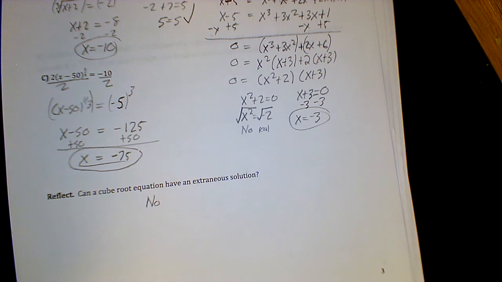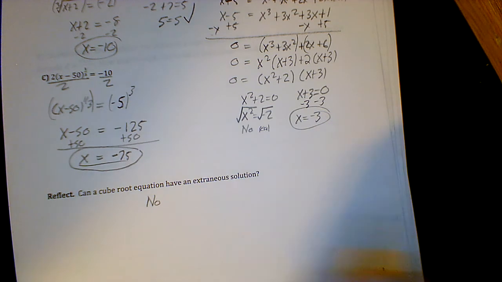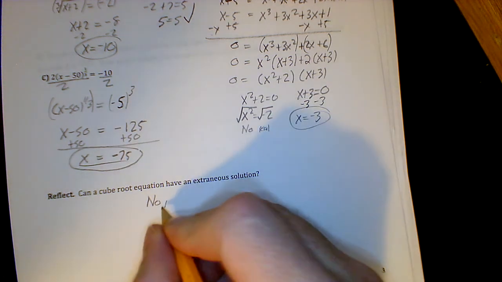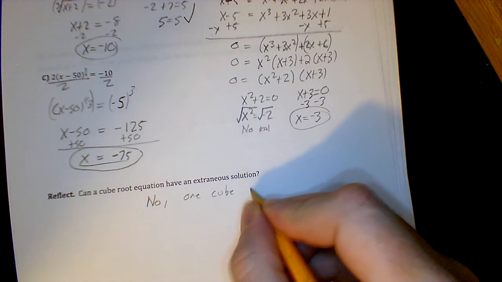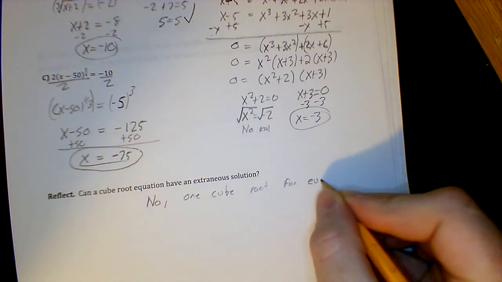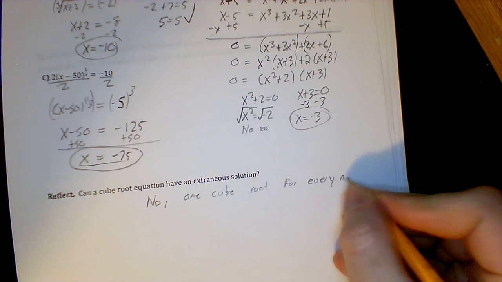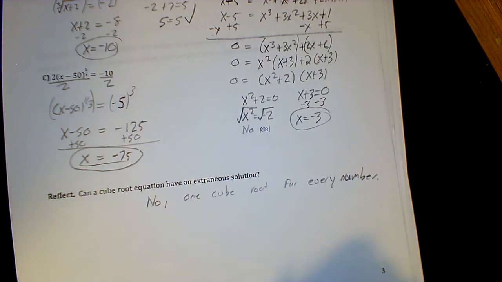So, if you think about it, while every positive number has 2 square roots, and one of those may not work, right? Every even root, right? There is just one cube root to everything. So no. 1 cube root for every number, and that literally means there can be no extraneous. So we're done with that.